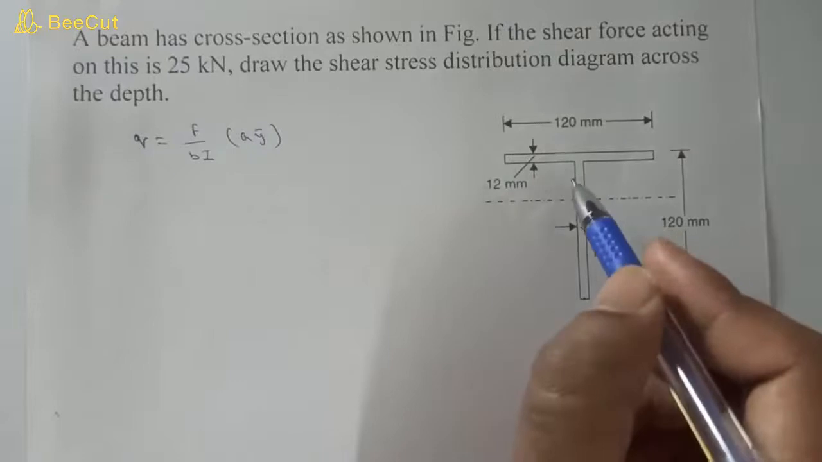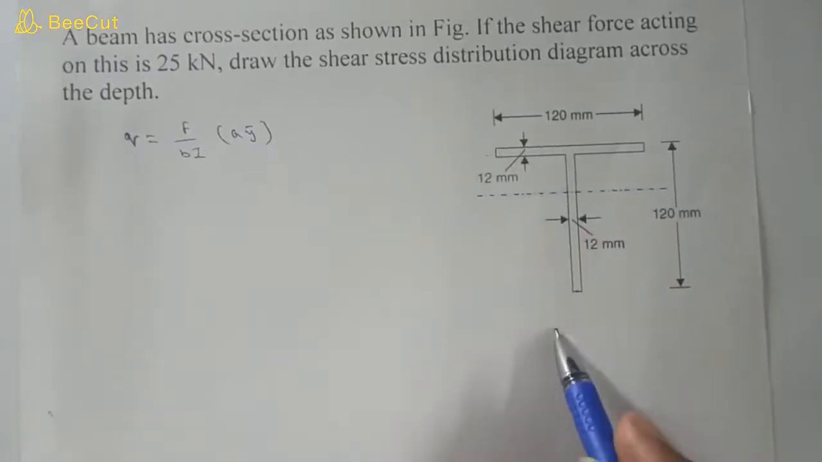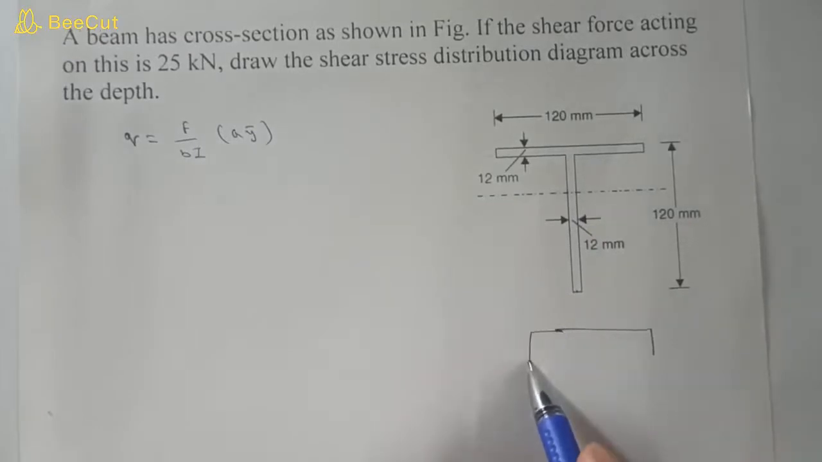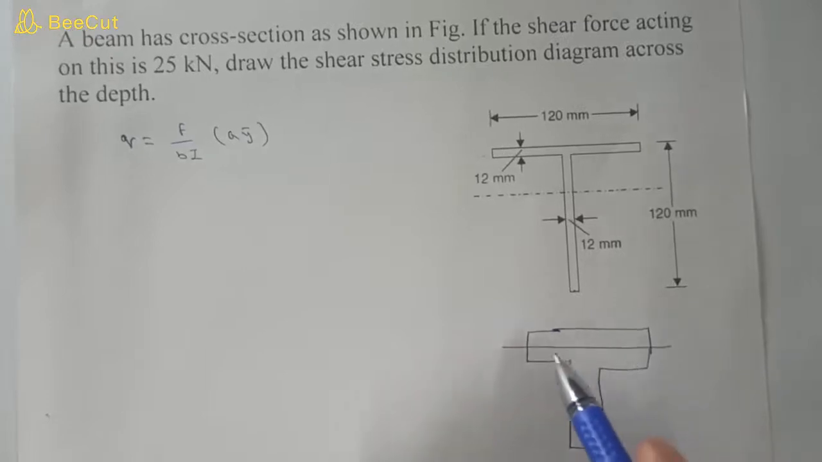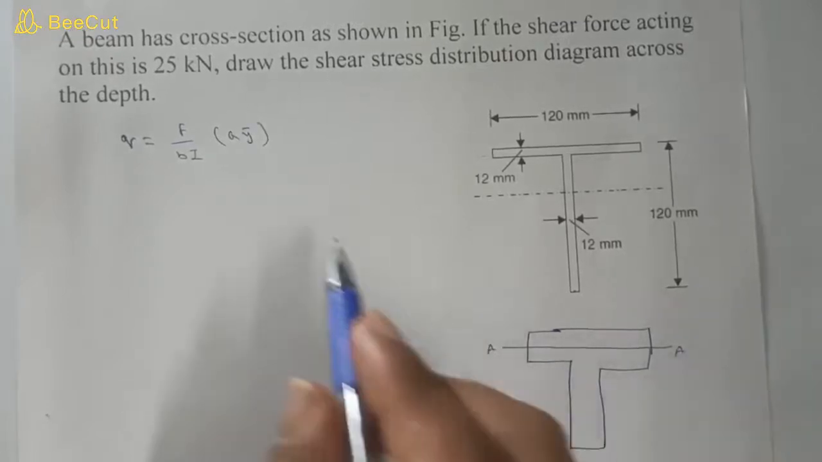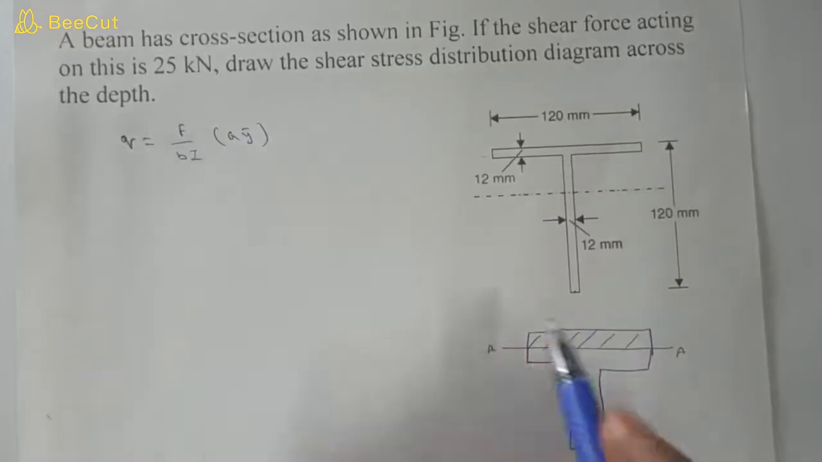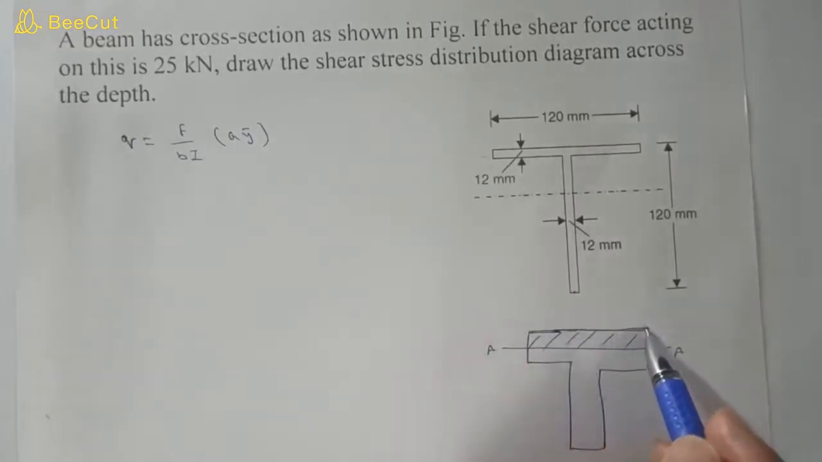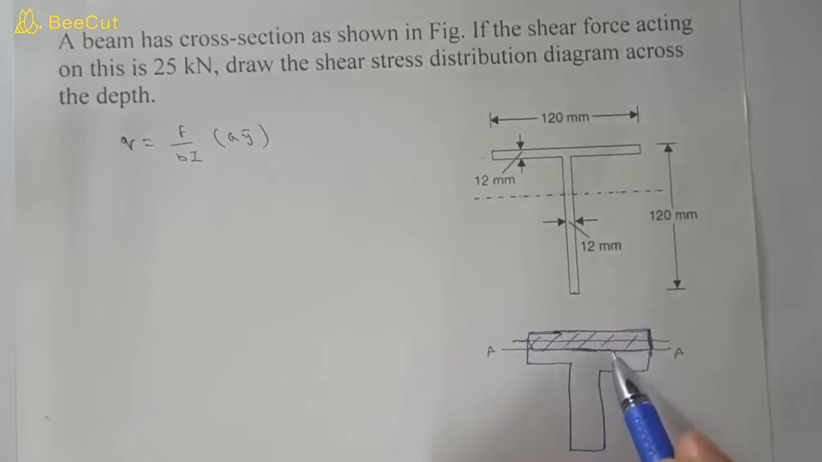Suppose we are drawing an enlarged T section, so then we can visualize easily. If we are selecting this cross section AA, then A is the area above this section, and y bar is the distance of the centroid of this area from the neutral axis of the whole cross section.